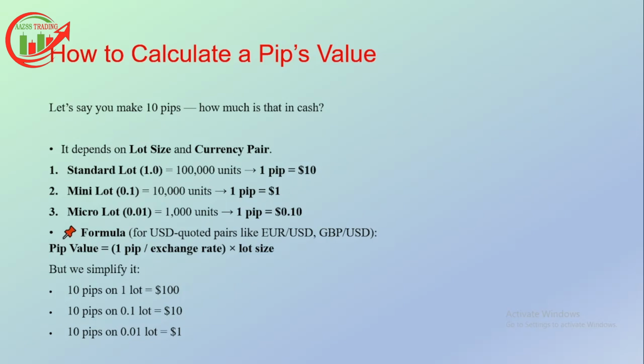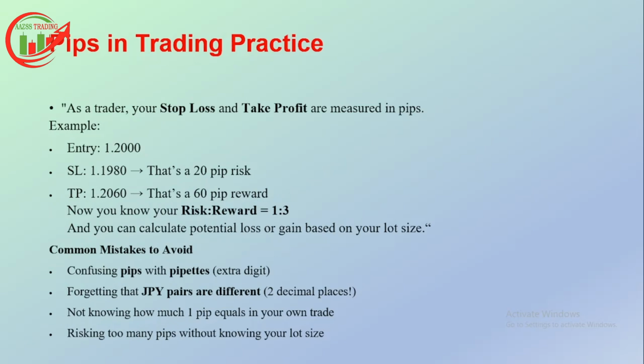Irrespective of the price, even if you just take 10 pips and you use a standard lot, the money you will make on that movement is not the same amount you make when somebody is going with a micro lot, right? So please understand the movement. So going next, we'll talk about pips in trading practice, right?